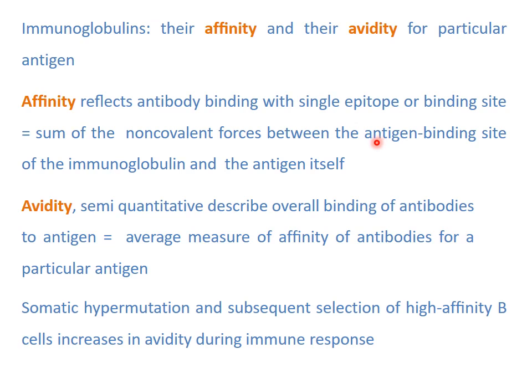And what is avidity? Avidity describes the overall binding affinity of antibodies to the antigen. That means the sum of affinity. Affinity means binding ability with the single epitope, and avidity is the quantitative or semi-quantitative term. That means overall binding capacity of antibodies with the antigen. Okay. So, affinity and avidity.